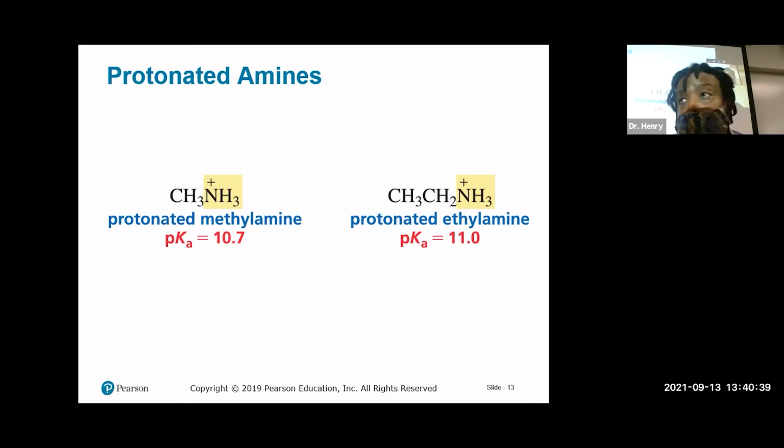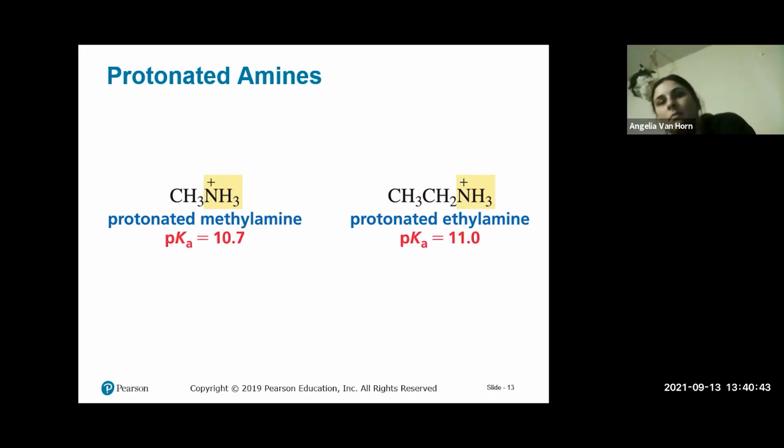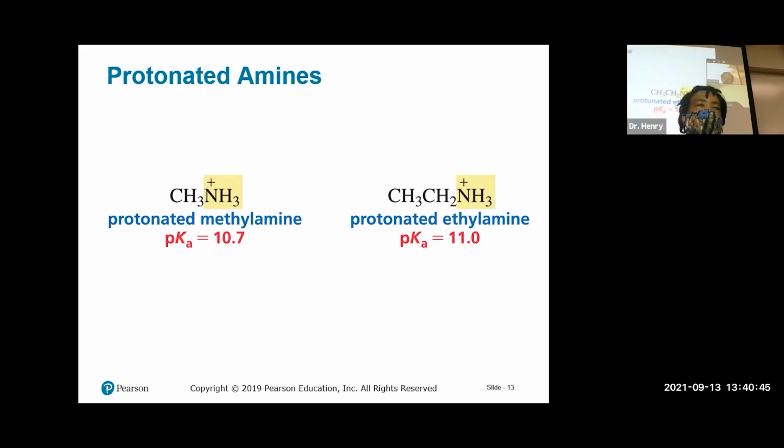Is it a base now, or is it a weak acid? It's a weak acid. Okay. So this is what you guys need to understand, and this is why the concept of what an acid is going to be really important. If we're adding that H plus, then we're protonating it. We're making it a little more acidic than what it was initially, right?